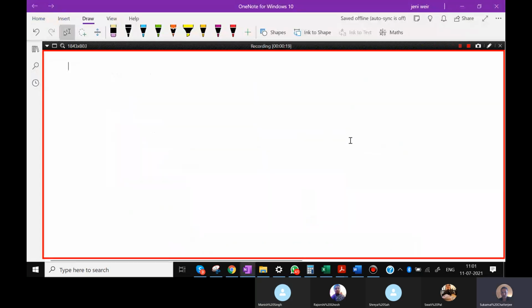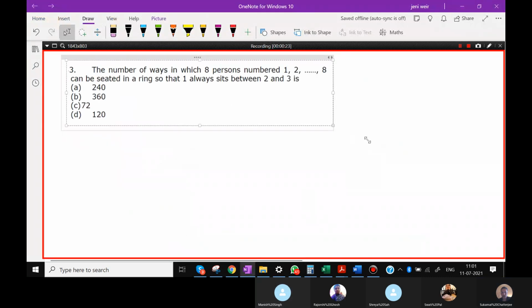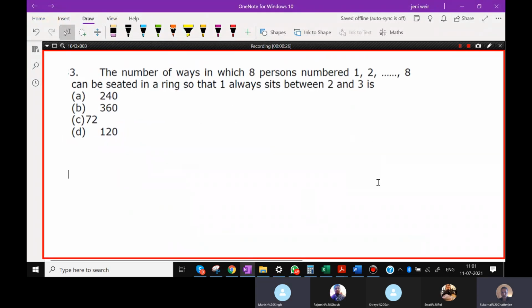Okay, so today we'll do a mixed bag of different kinds of questions. The first one: the number of ways in which 8 persons numbered 1, 2 up to 8 can be seated in a ring so that 1 always sits between 2 and 3.